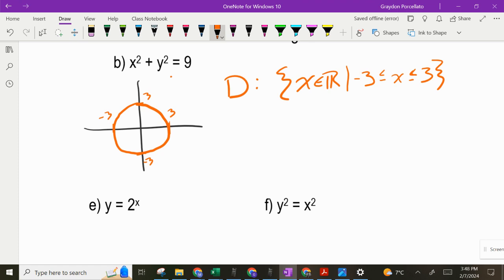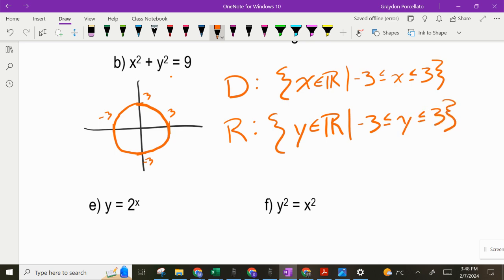Okay, our range is actually going to be basically the same thing because our y coordinates do not go above 3, and our y coordinates do not go below negative 3. So it's going to be basically the exact same thing, except we are substituting y for x and R for D, for range. Okay, that is our domain and range of that circle.